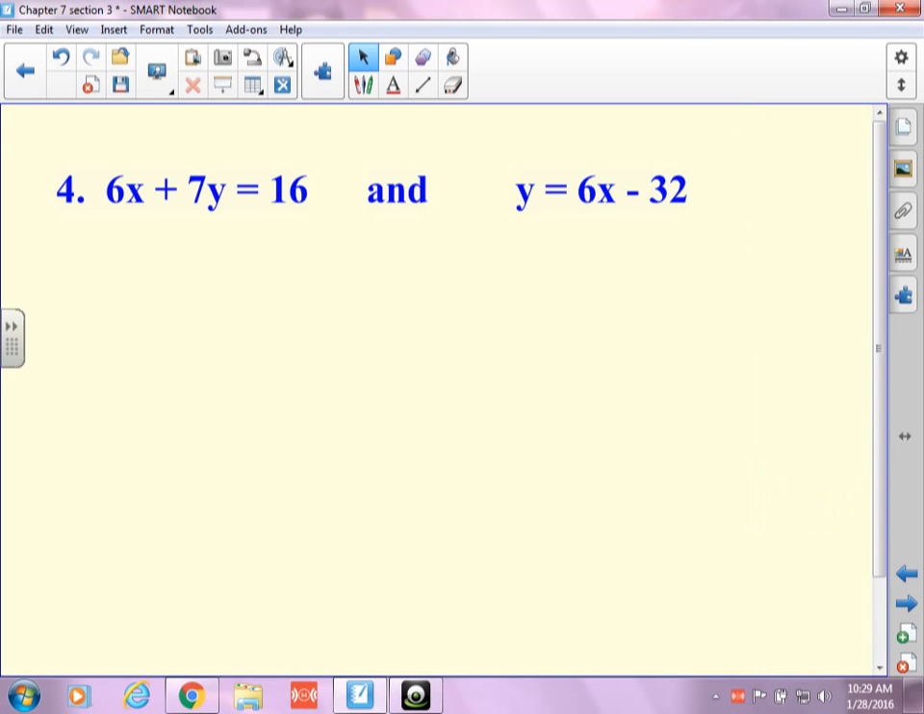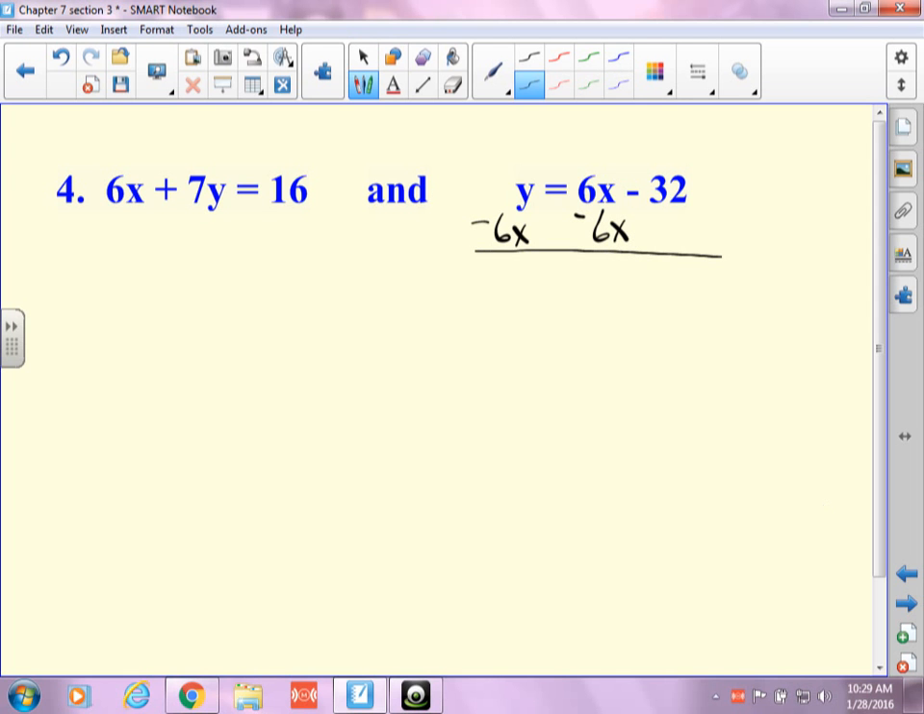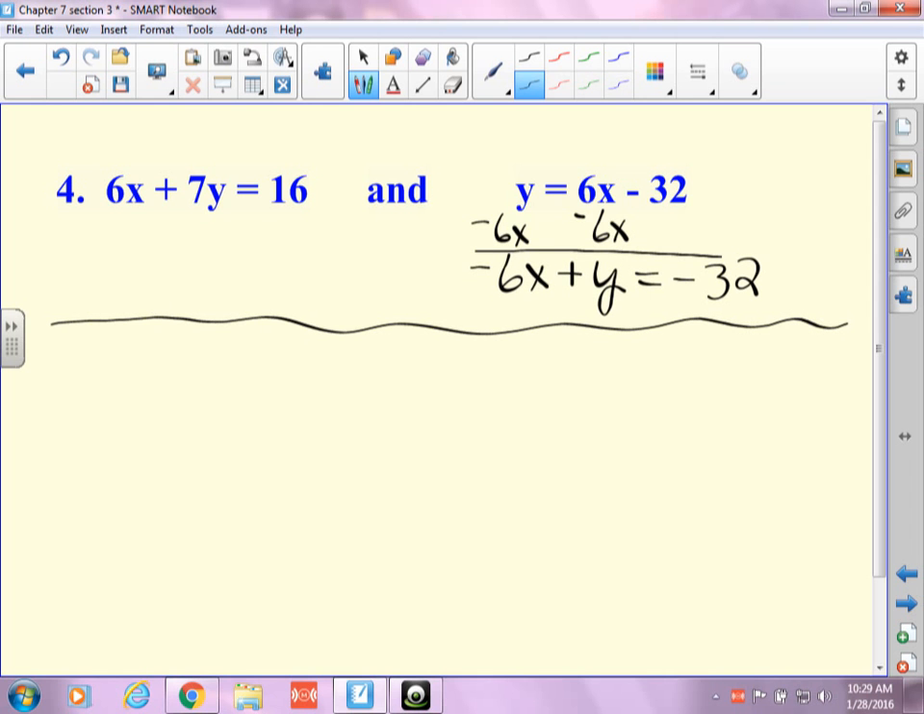Let's see here. Let's do this one. What's wrong with this problem? Bart? It's not in the standard form, the second equation, and how do I get it there? Yep, subtract 6x. Okay, so which comes first? That's correct. Minus 6x plus y gives me negative 32. So sometimes you have to put it in standard form.